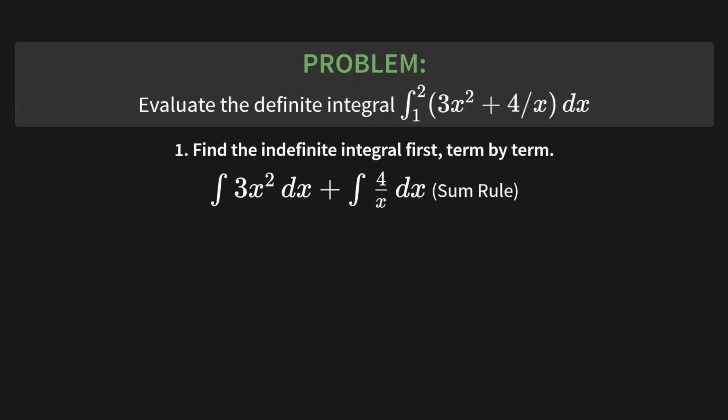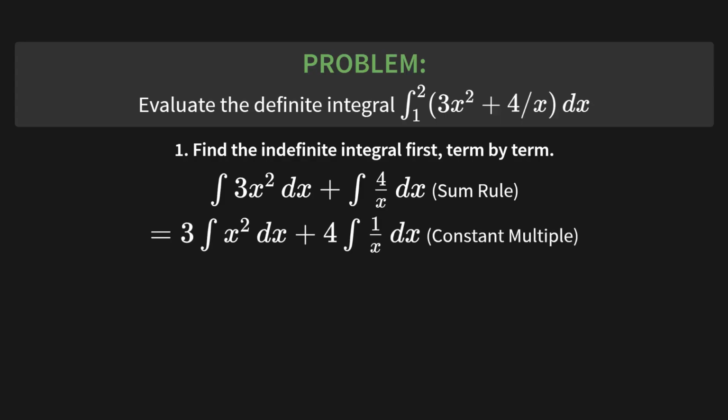We can split it into the integral of 3x squared dx plus the integral of 4 over x dx. That's the sum rule. Now, pull out the constants. 3 times the integral of x squared dx plus 4 times the integral of 1 over x dx. That's the constant multiple rule.